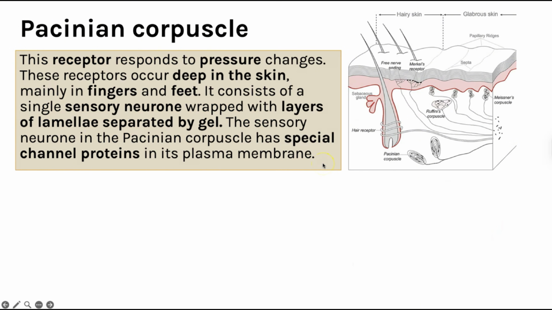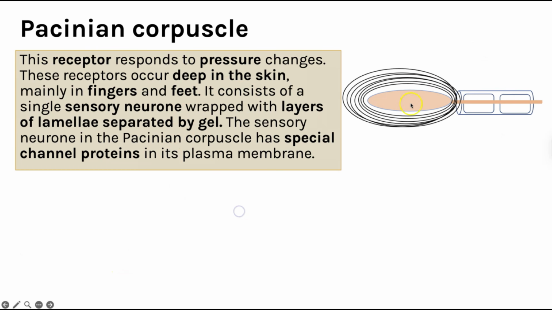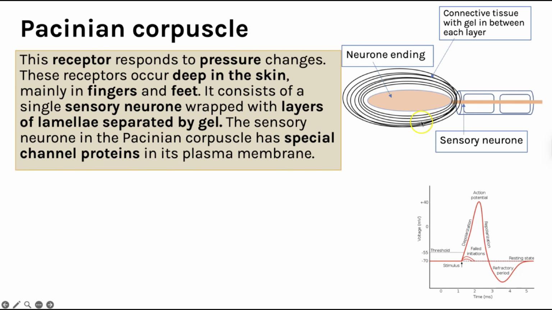So your Pacinian corpuscle, this receptor responds to pressure changes. They are the receptors that you find lots of deep in the skin, mainly in the fingertips and in feet, and it consists of a single sensory neuron, wrapped in layers of lamellae separated by gel. The sensory neuron in a Pacinian corpuscle has special channel proteins in its plasma membrane.